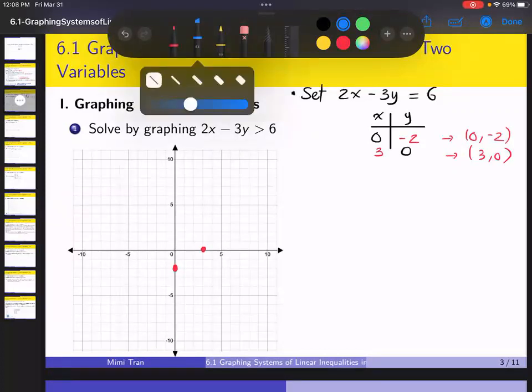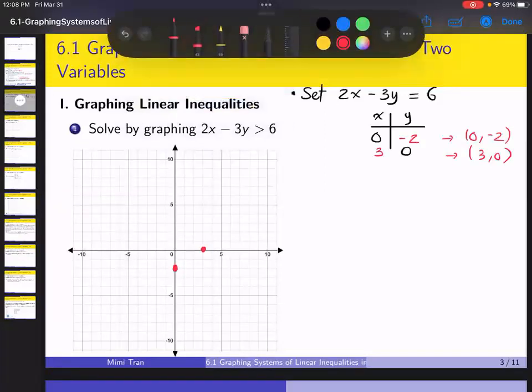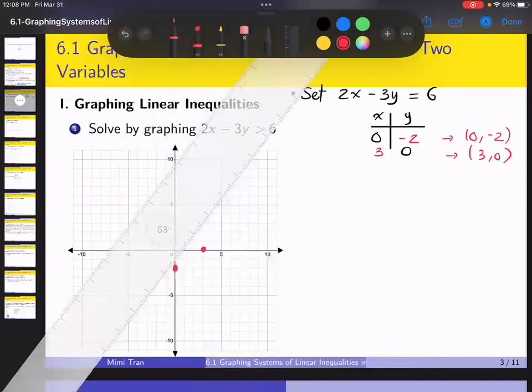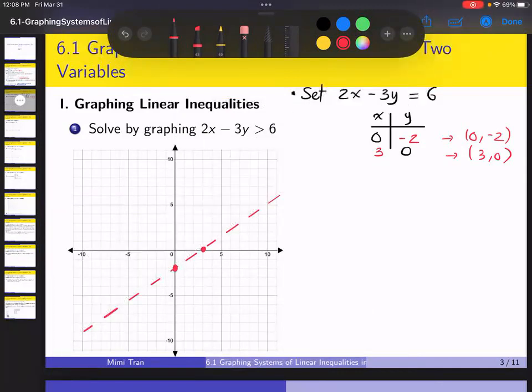Solid or dash? Dash, right? That's the equation, 2x minus 3y equals 6. We don't want an equation, we want an inequality, right? So your next step will be a test point.